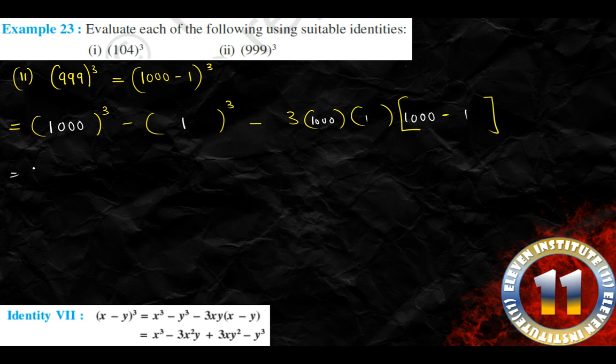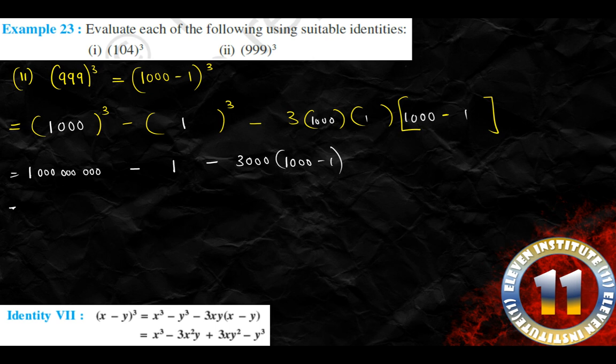Now 1000 the whole cube, so we will get 1, and these 3 zeros will be repeated 3 times. Minus 1 cube is 1. Minus, multiply these 3, so 3 into 1000 is 3000. And as I again say, never subtract this. Here you will get 1000 minus 1. If you subtract, you get 999, and you have to multiply 999 with 3, which is a tedious job to do.